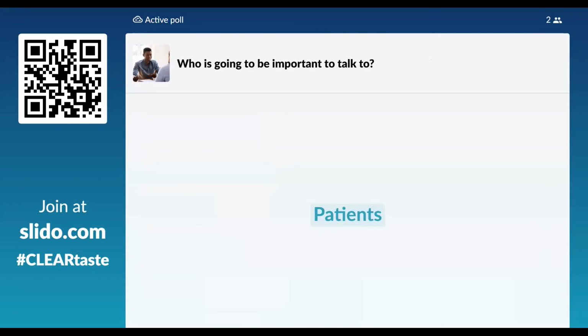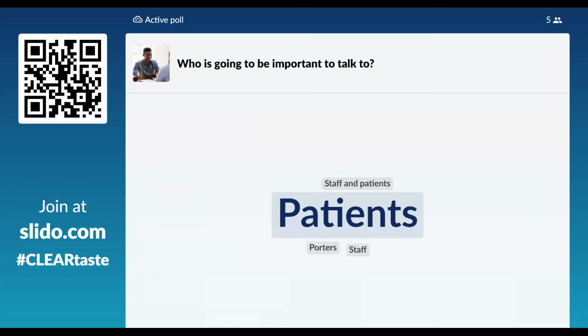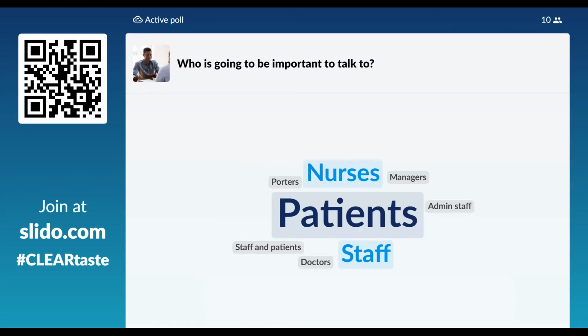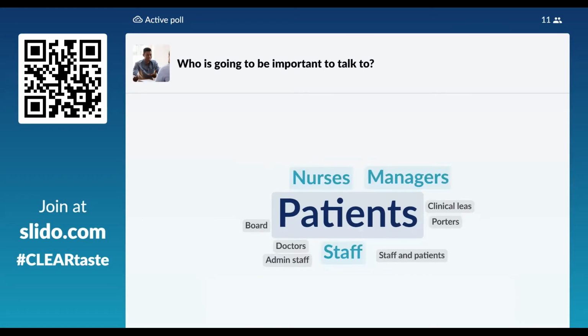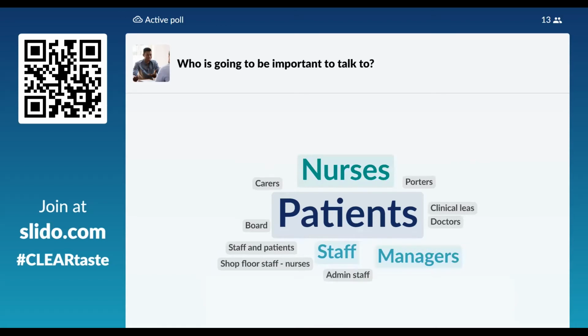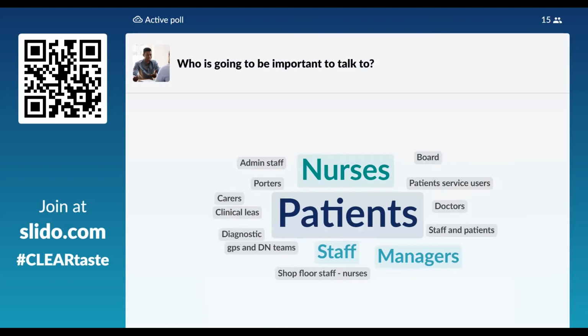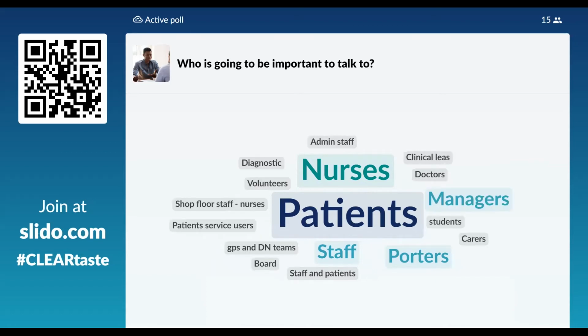The patients. Who else? Patients is coming up big, excellent. Admin staff, porters, definitely staff, doctors, managers, nurses, the clinical leads, the board, carers, porters, diagnostics, GPs, district nurses, students as well.